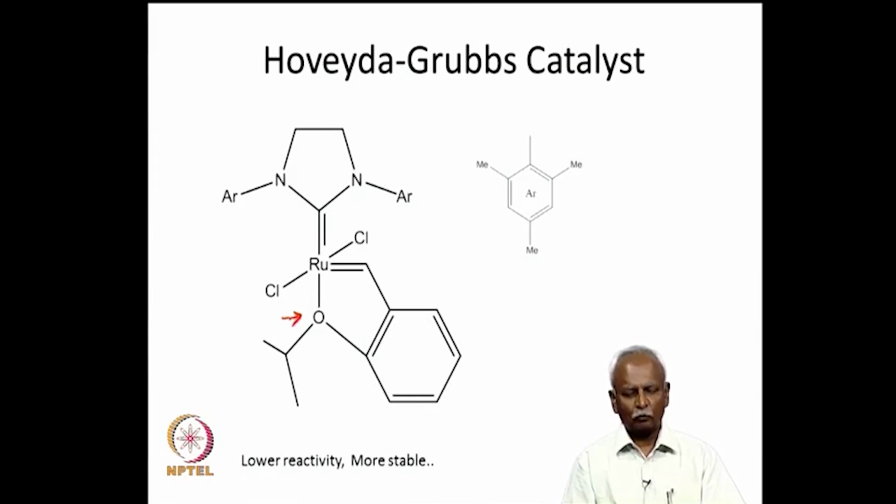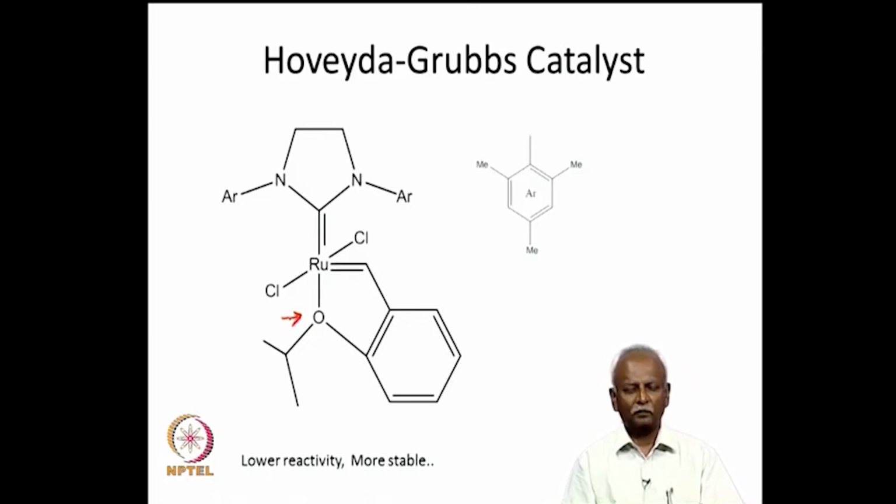Now, this turns out to be a little more useful. It is less reactive, but it is more stable because of the internal coordination of the alkylidene. So, when you design a catalyst, it is very important that you design a catalyst that is as reactive as possible, but at the same time has a long shelf life, and that is what we consider as stability. However, these two things are very often working at cross purposes, because if you make the complex very stable, then it will be less reactive. So, let us proceed further.